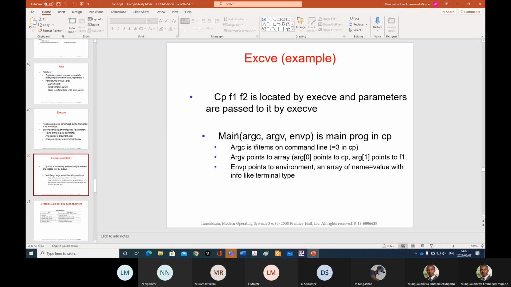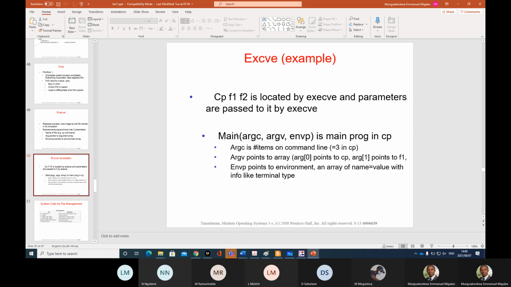Argument count, so that is argc. Argument argv is argument values. Those are the actual items on the command line. Okay, but they are organized in the form of an array. So if there are 3 of them, the array will go from 0 to 2. And finally, the last argument you normally pass to the main procedure is envp, which actually points to the environment.